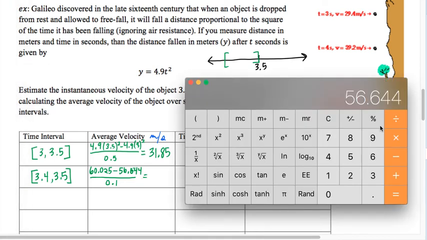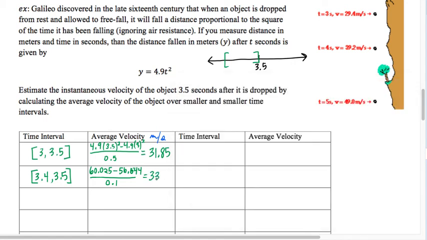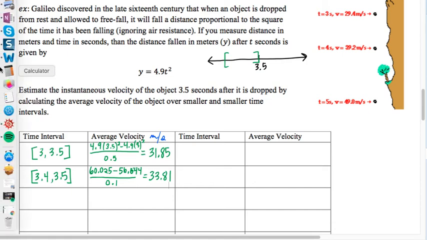So let's go over here and calculate that. So we've got 60.025 minus 56.644. We're going to divide that by 0.1. So over that time interval, it's going a little bit faster, which makes sense because it's falling. It's getting faster as it falls. So 33.81 meters per second over that time interval.